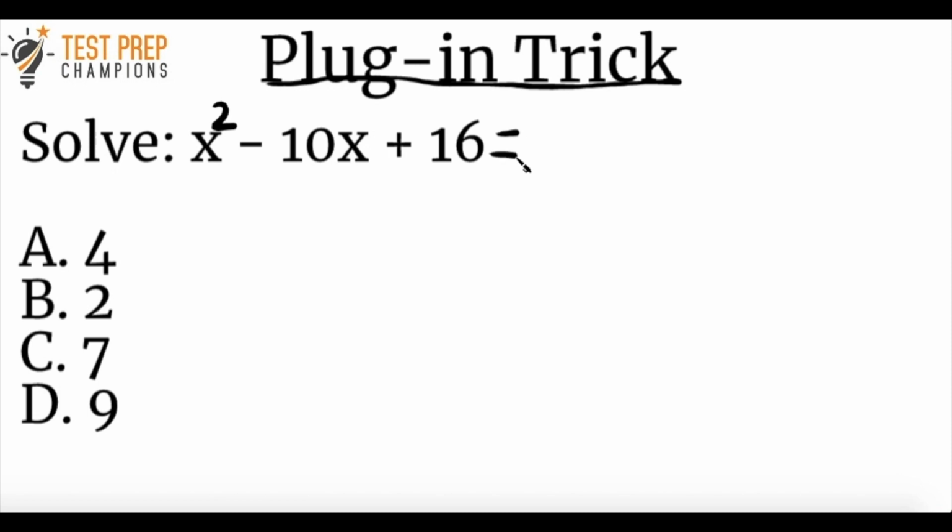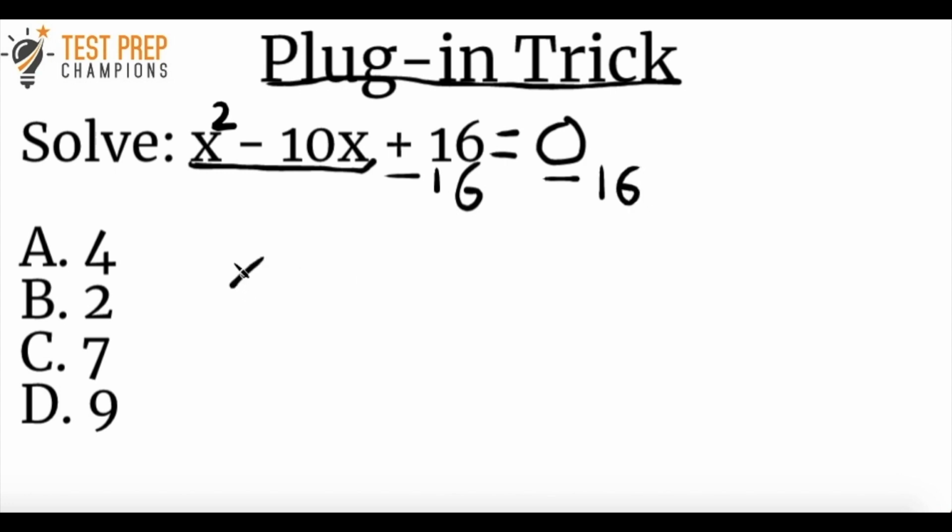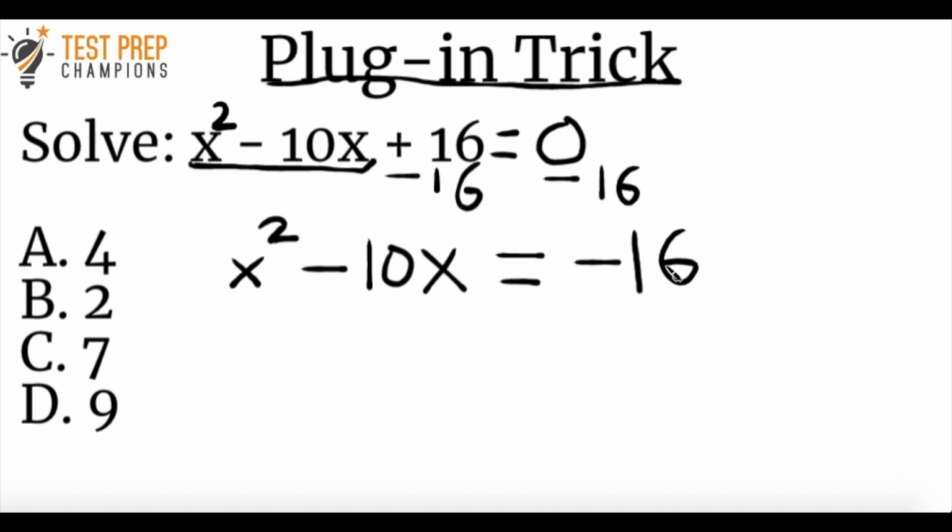So understand first that we set it equal to 0 here, and the first step, we want to get the x's by themselves on one side of the equation. So we can subtract 16, and whatever you do to one side, you always do to the other. So now let me rewrite this. We would have x squared minus 10x, and what does that equal? Remember, it equals negative 16 now, because we had 0 minus 16.